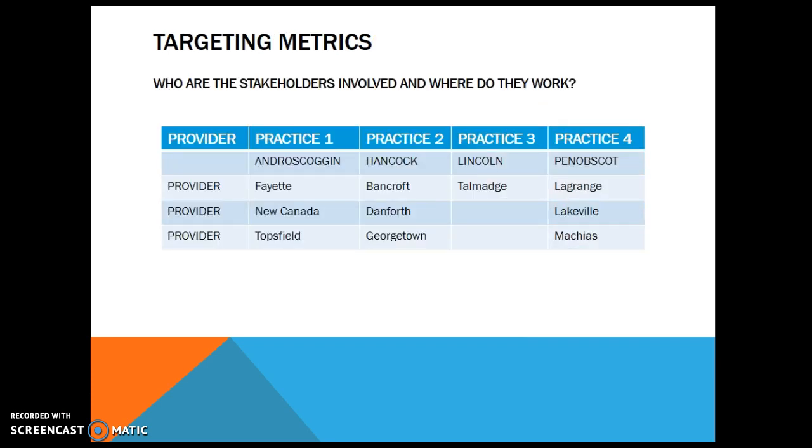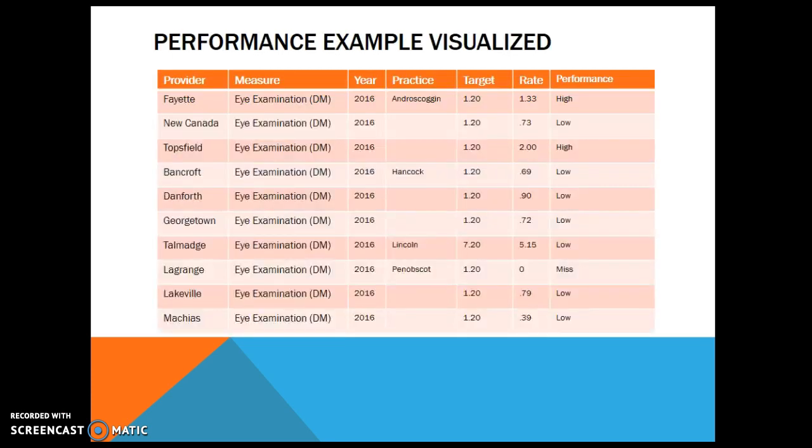So, who are we looking at? Who are our stakeholders? Our stakeholders are at the provider level. You'll see the names underneath the practices. There are 4 practices depicted here. Practice 1, Practice 2, Practice 3, Practice 4. The first practice is Androscoggin. The second practice is Hancock. The third is Lincoln. The fourth is Penobscot. And underneath each practice, you will find the providers.